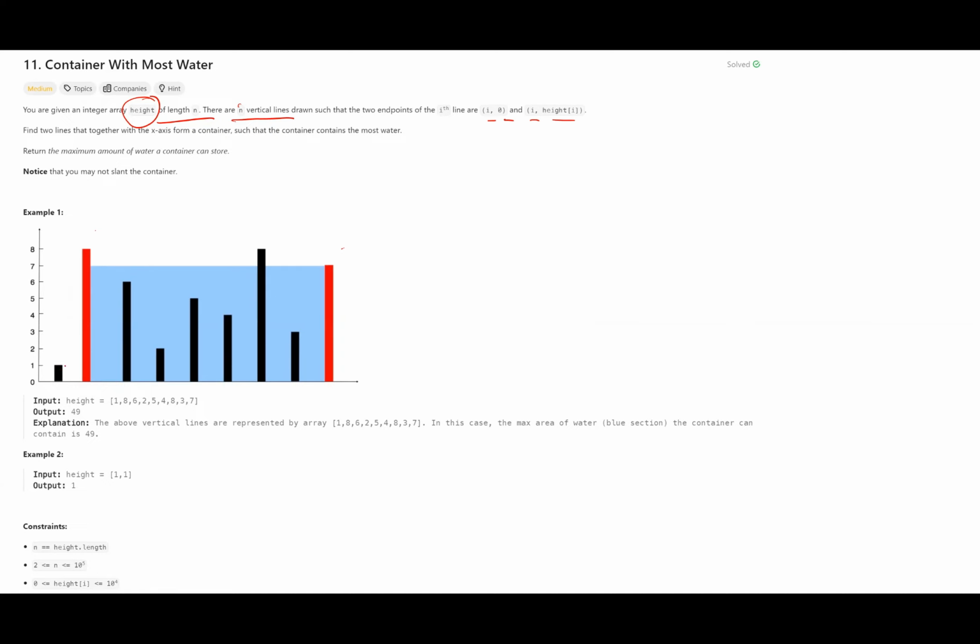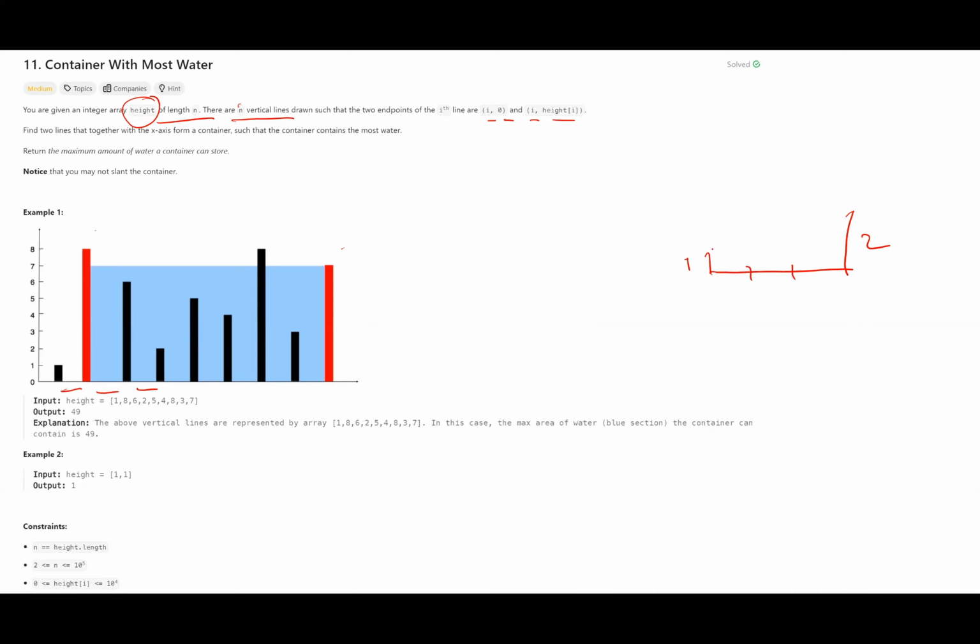Let's say if this is one of the lines and this is one of the lines, tell me how much water they can contain. Well, you see the height of this line is 1 and the height of this line is, say, 2, right? So how much water does it contain between them? You see the difference of index is like 1, 2, 3, right?